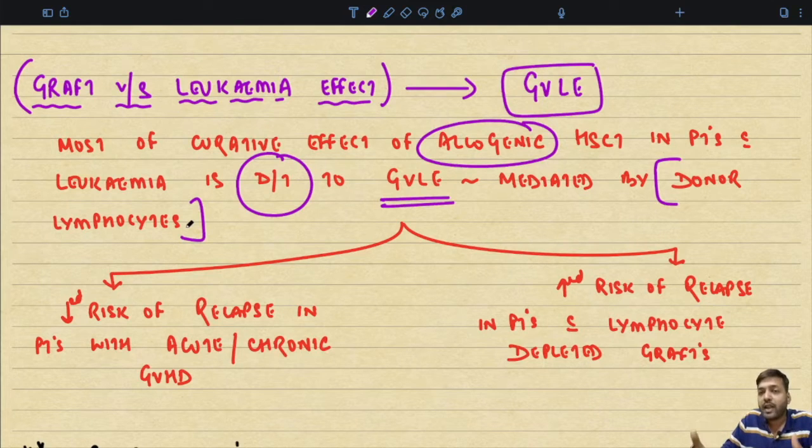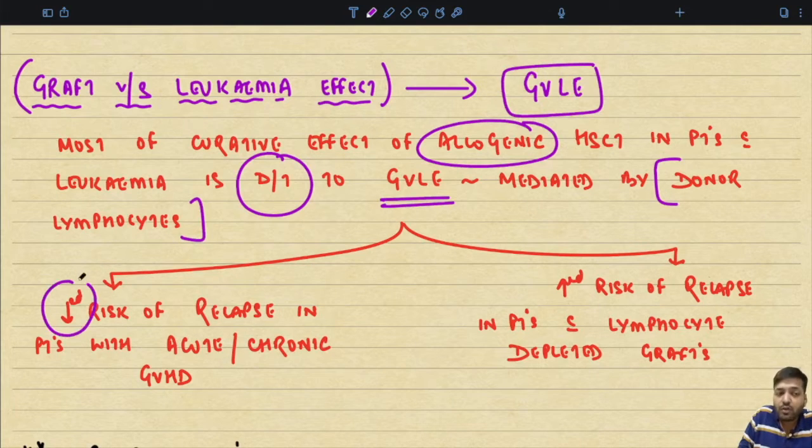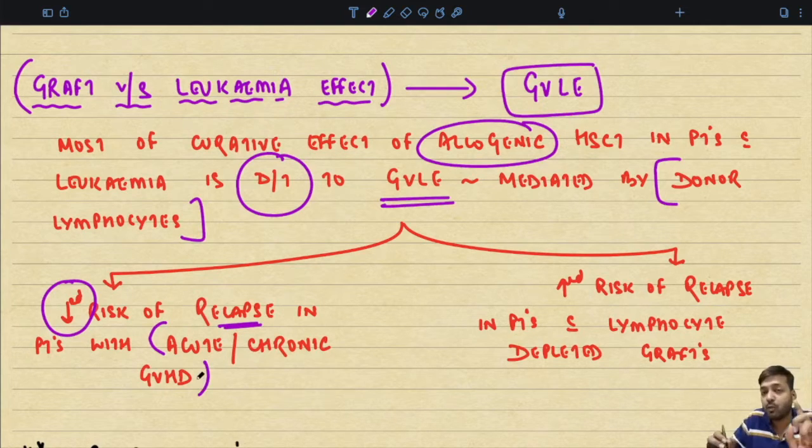Those cells are very effective. The donor immune cells are very effective in killing any residual malignant cells present in the recipient. By doing so, they decrease the risk of relapse in patients with acute or chronic graft versus host disease. So I will repeat once again: what is the graft versus leukemia effect? It is a very useful effect.